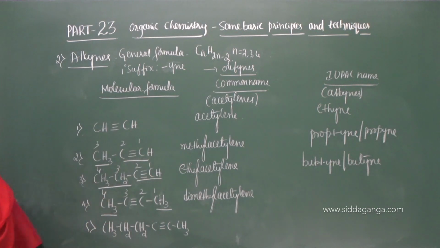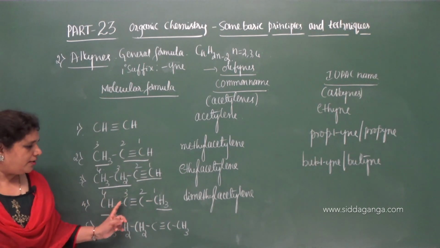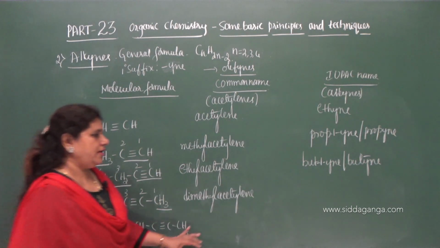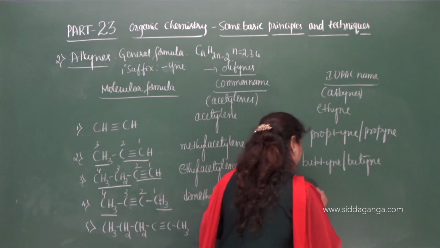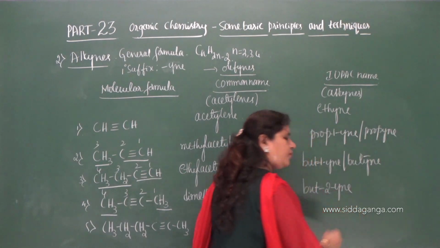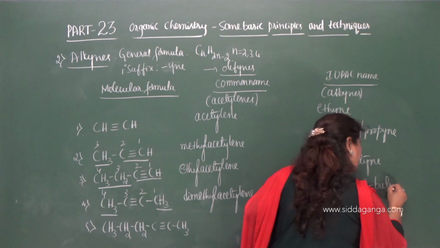What is the IUPAC name? So but is there, 4 carbon atoms, and the position of the triple bond is between the second and the third carbon, and hence it is but-2-yne, or you can also write it as 2-butyne.